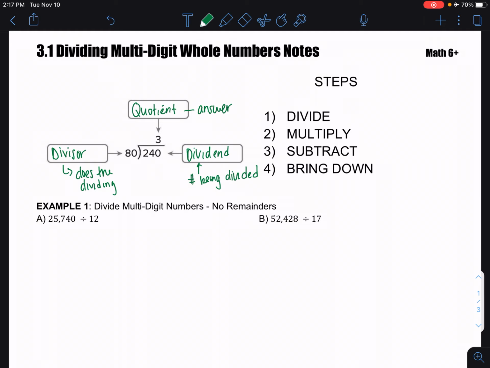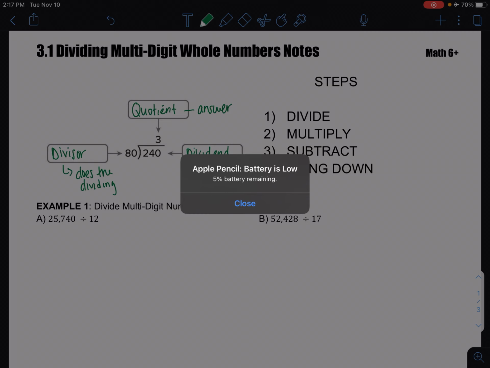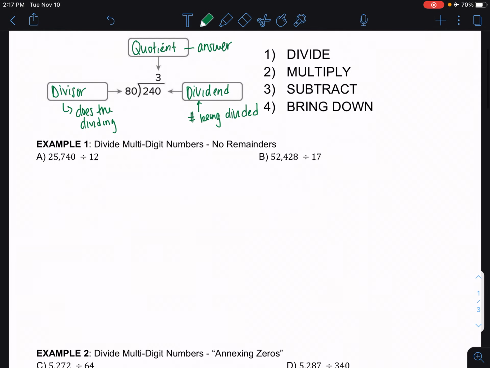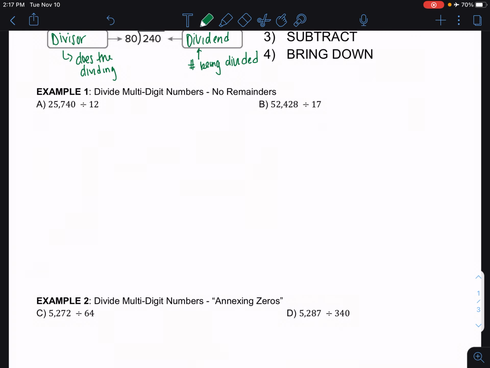When we divide multi-digit whole numbers, there's 2 different examples that we're going to do. We have the examples that have no remainders, and then we have ones where we have to annex zeros. So here we're going to have no remainders, so everything is going to come out with a happy 0 at the end. And then down here, annexing zeros means that we're going to continue beyond the original number. So normally we would have our answer with a remainder of something. We are no longer going to have that. We are going to have a decimal answer.